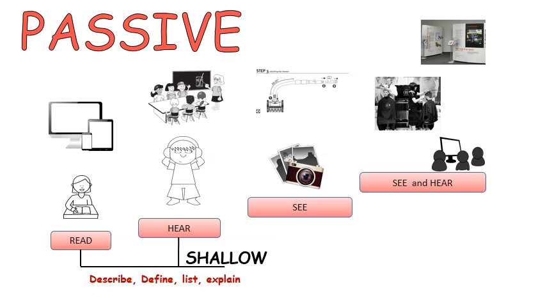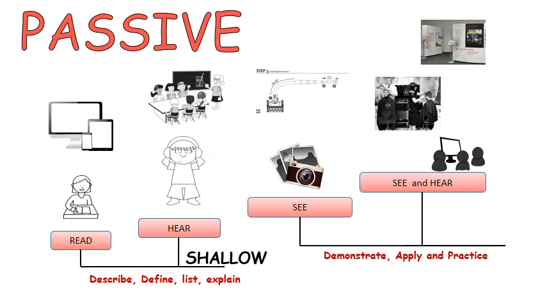When we learn through activities that involve seeing pictures or seeing pictures and hearing words combined, we are usually able to demonstrate, apply, and/or practice with the retained information. This is considered a moderate level of learning. More comprehension of information beyond just memorization.